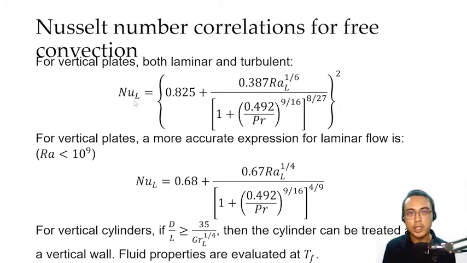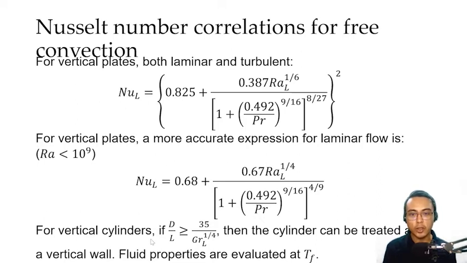The Nusselt number is still defined as hL over k or hD over k, depending on the geometry. In this instance, you will notice that the subscript of the Nusselt number is L, meaning that we have to use the formula hL over k, L pertaining to the length of the vertical plate. This equation caters to both laminar and turbulent flow, but for a more accurate expression for laminar flow in natural convection, we characterize laminar flow as a Rayleigh number that is less than 10 raised to 9. You may use this equation.